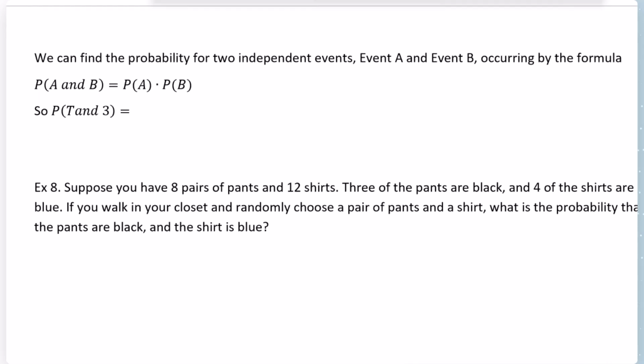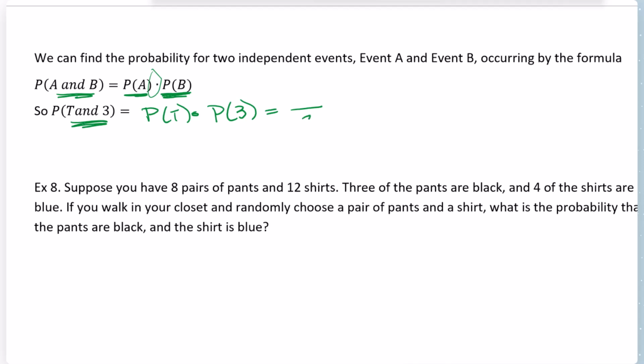Continuing with this idea, we can find the probability for 2 independent events, A and B, occurring by the formula. The probability of A and B is the probability of A times the probability of B. So in other words, instead of having to do my full sample space for the tails and the 3s, I can do it like this. The probability of tail and a 3 is the probability of a tail times the probability of getting a 3.